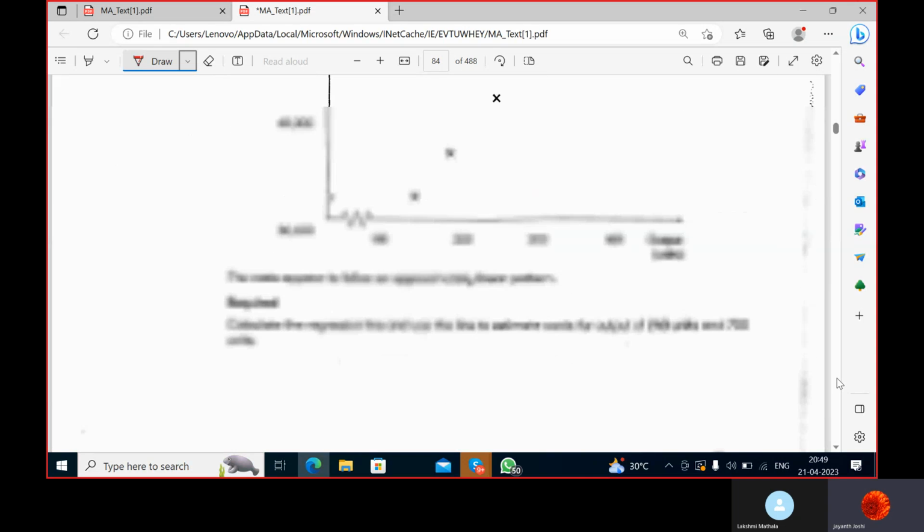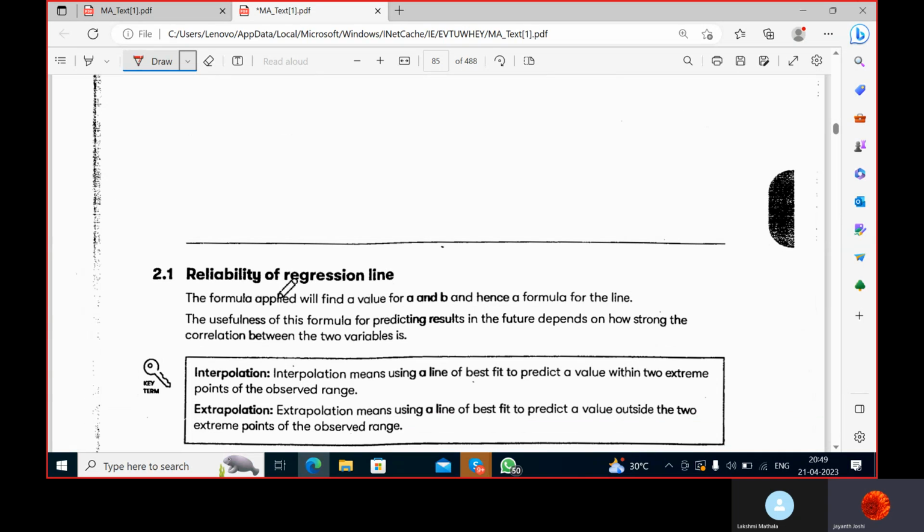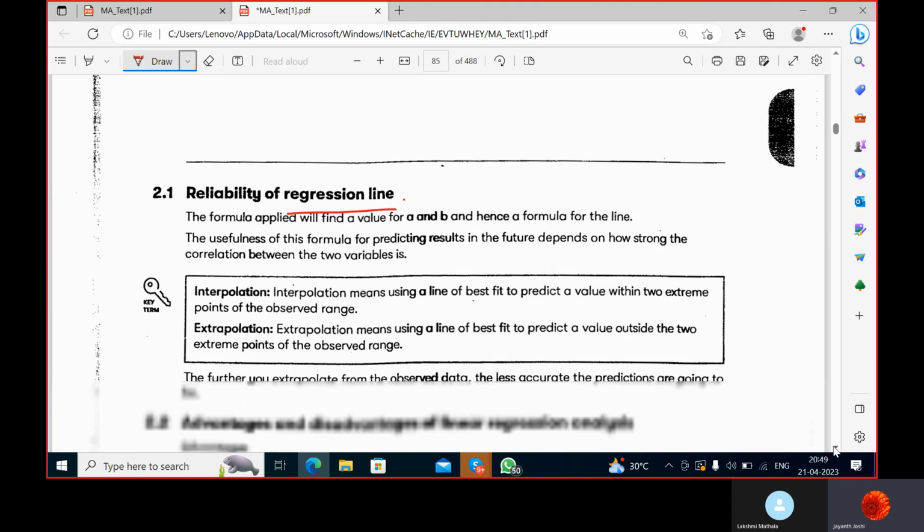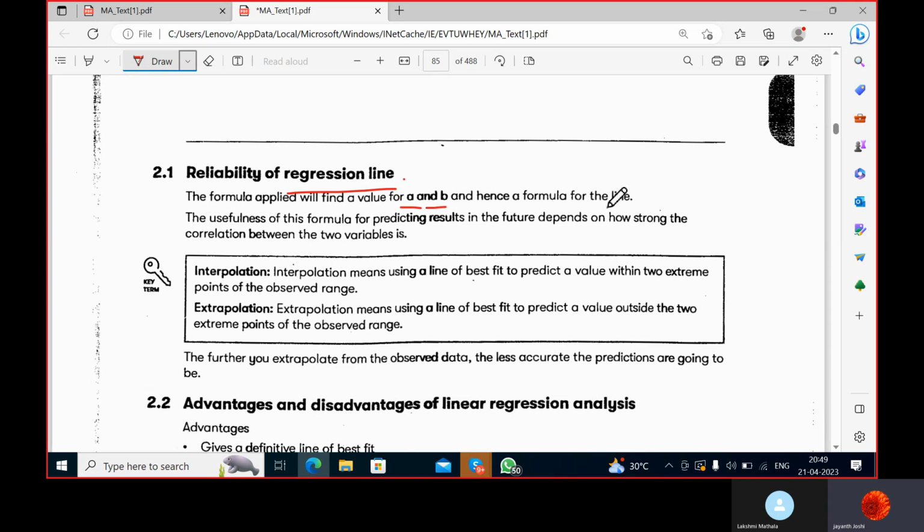Now coming to reliability of the regression line. The formula applied will find a value for a and b, and hence a formula for the line, of course. The usefulness of this formula for predicting results in future depends on how strong the correlation between the two variables is.